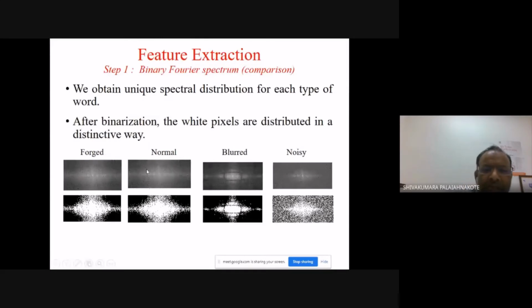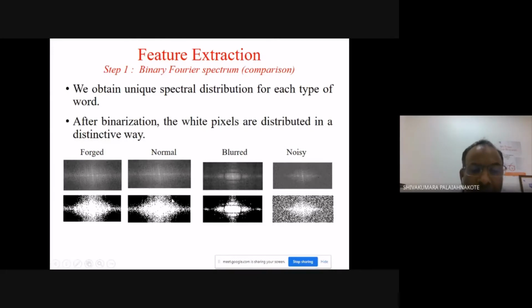Now the question is this one: normal and forged. Not really much difference. There is a difference, but not much. But anyway, what we want here is the observation. Definitely, why did you propose these spectrum features? Because this is the observation. See, look, there is a difference now.